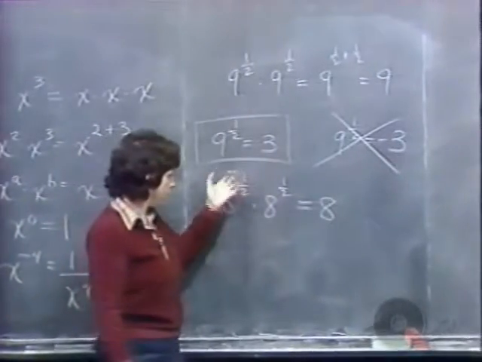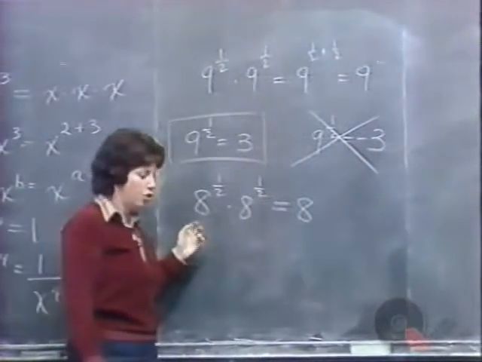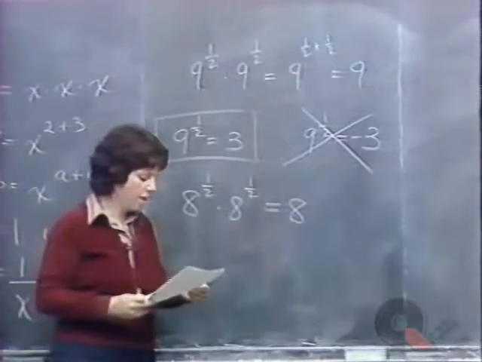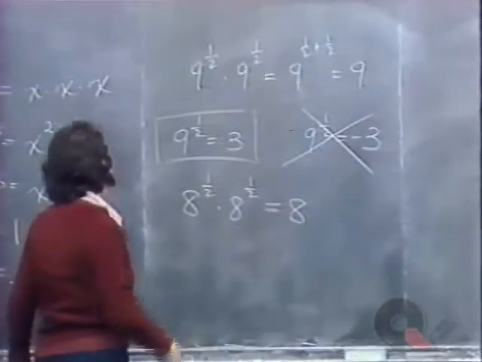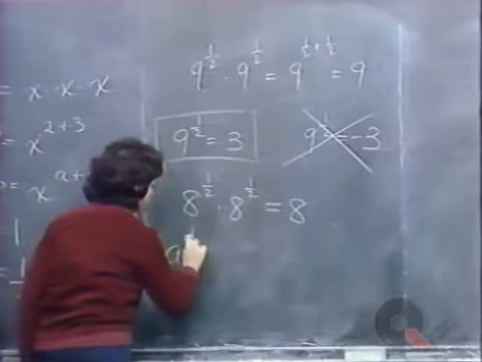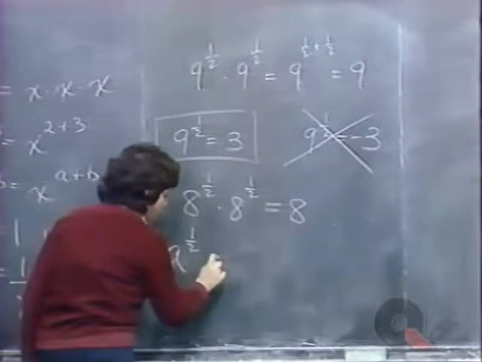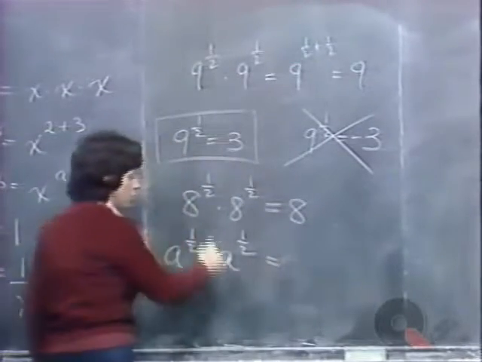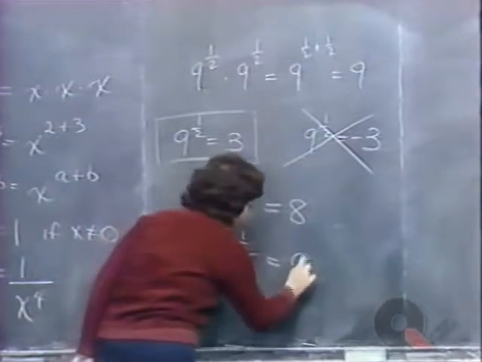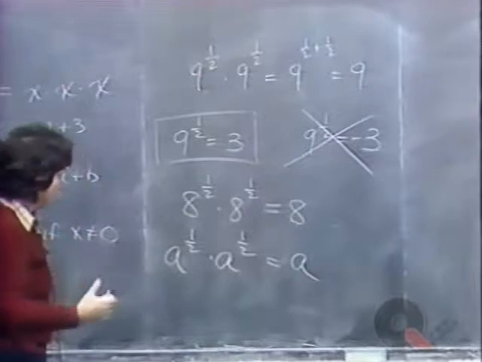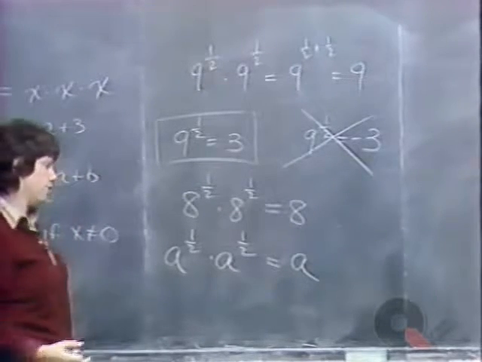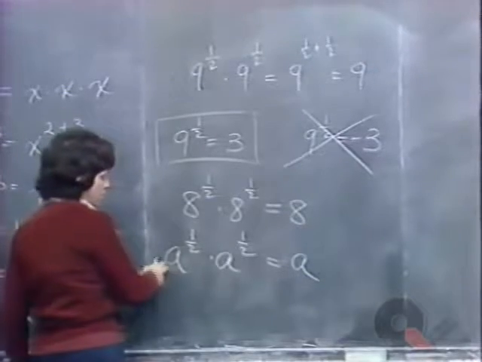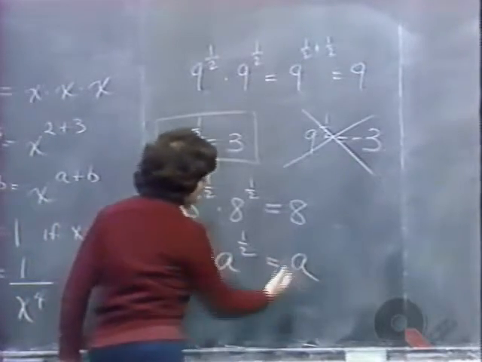Still, we take the same understanding that a to the 1/2 should be that positive number which, when multiplied by itself, gives us 8. And in general, how should we define a to the 1/2? A to the 1/2 times a to the 1/2 has to be equal to a to the 1/2 plus 1/2, or a, if the rules that we already have for working with exponents are going to continue to hold true. So a to the 1/2 must be that positive number which, when multiplied by itself, gives us a.